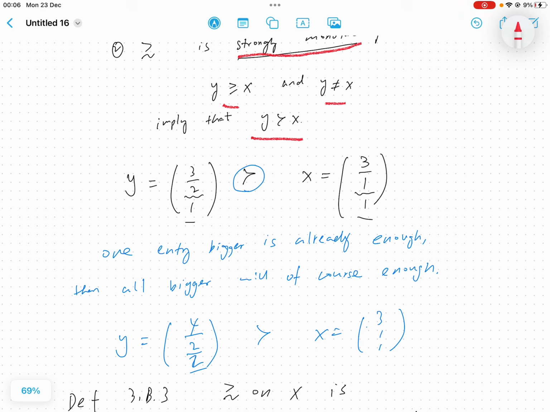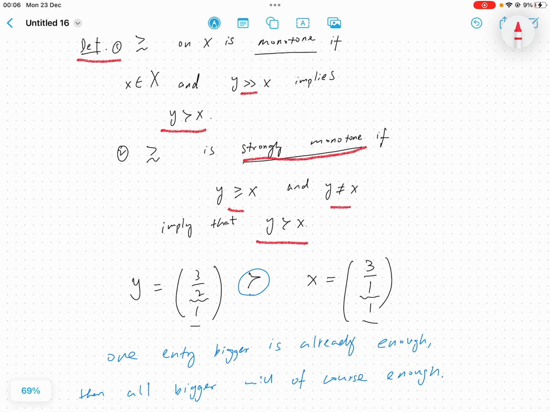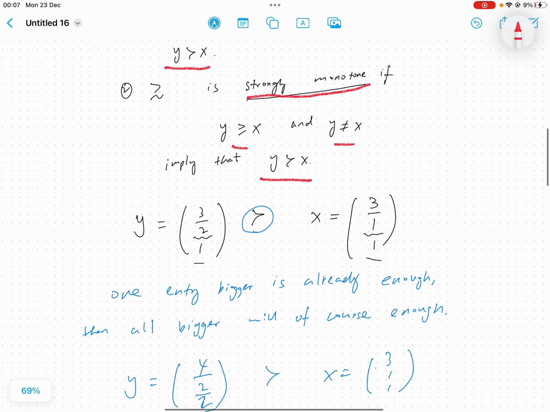Okay, and we can see that there's only the second entry in y that is strictly bigger than that in x. And if a person thinks that y is strictly preferred to x, then in this case this satisfies the requirement for strongly monotone, right? Because we have something exactly the same. So this satisfies the requirement for strongly monotone, okay?